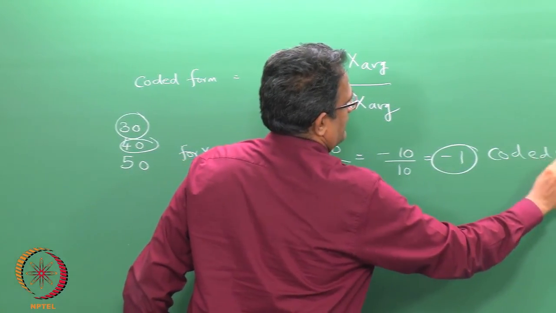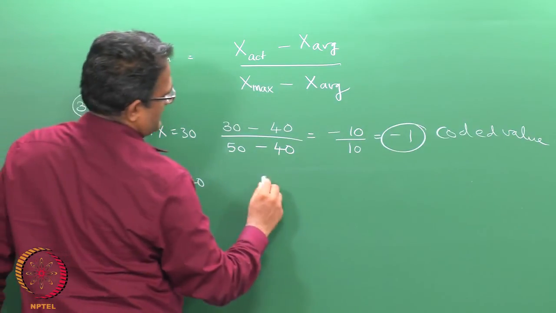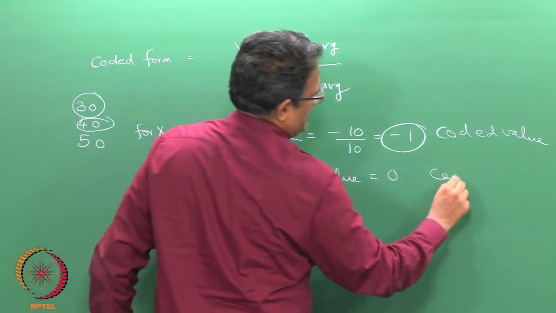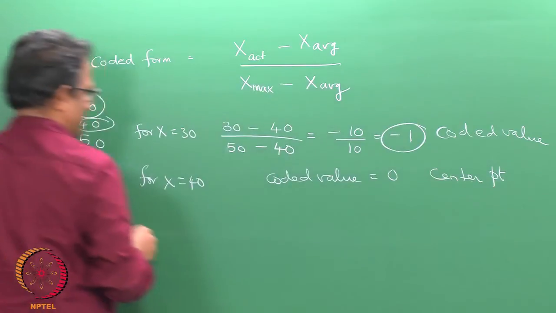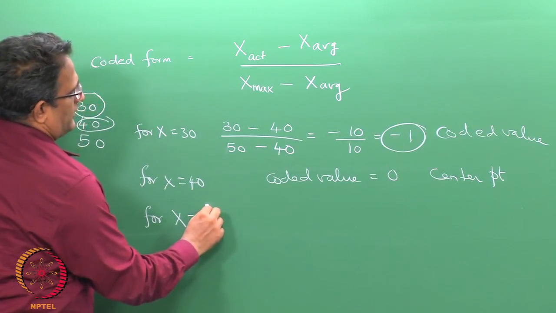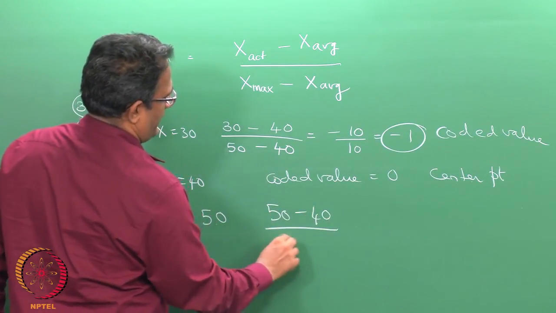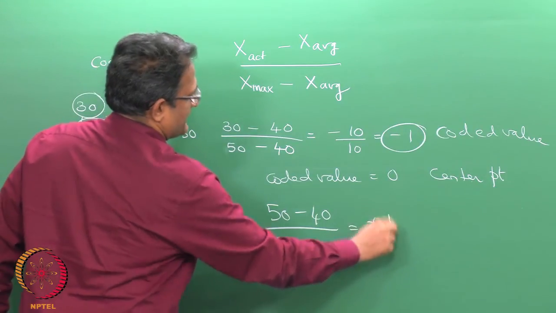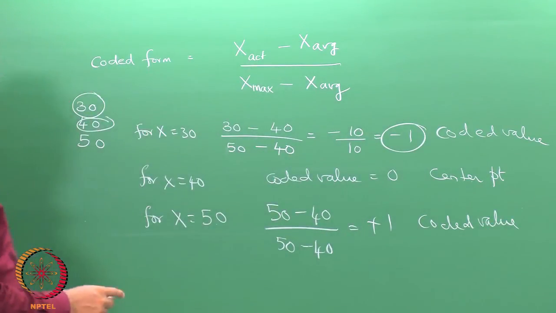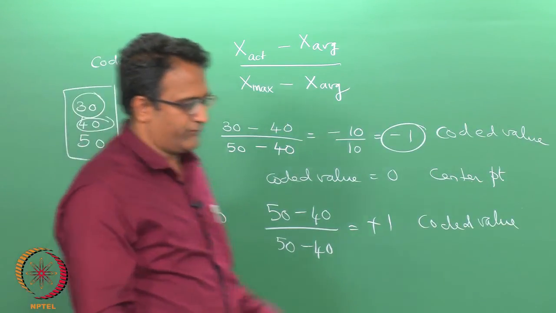Now when I am having 40, this is corresponding for x is equal to 30, this is minus 1 coded value, and for x is equal to 40, it is coded value is equal to 0, which is the center point for that particular x, and for x is equal to 50, we have 50 minus 40 divided by 50 minus 40, which is plus 1 as the coded value. So for any experimental set of data, we are able to convert it into minus 1 plus 1 coded format.